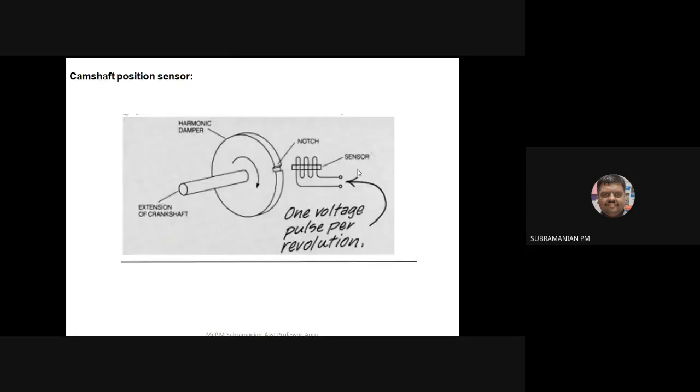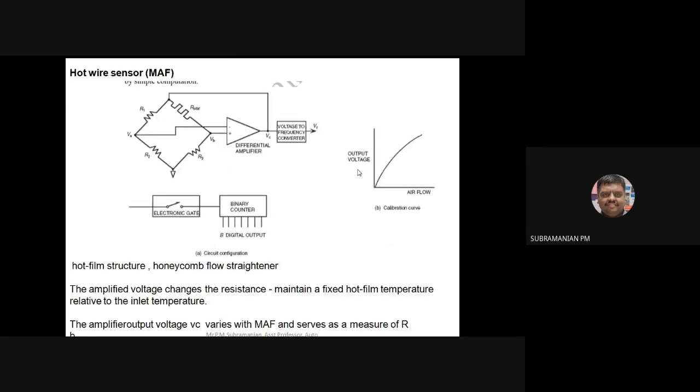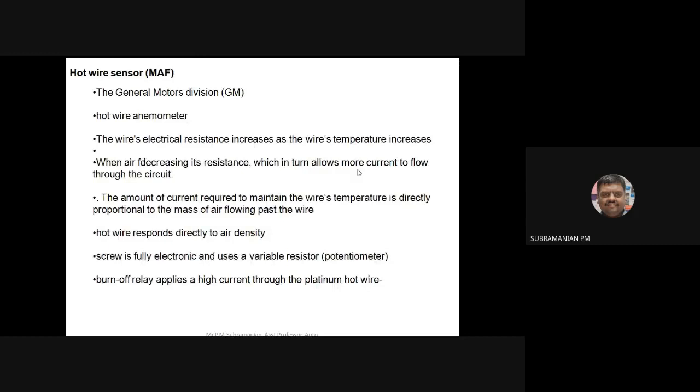These sketches and all are different. First of all, I will explain the working principle of the hot wire sensor. You might have studied the hot wire anemometer in some other course. The same principle we are going to use. This sensor was developed to measure mass airflow. The concept of the hot wire sensor was devised by General Motors. You know General Motors, no? A leading automobile manufacturer in the world. So they devised this hot wire sensor.